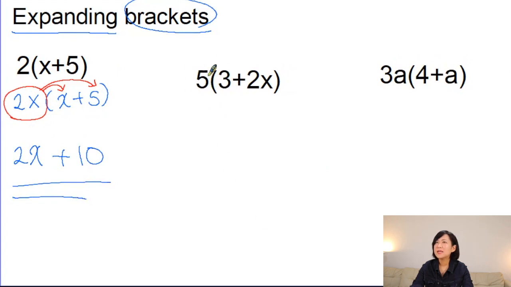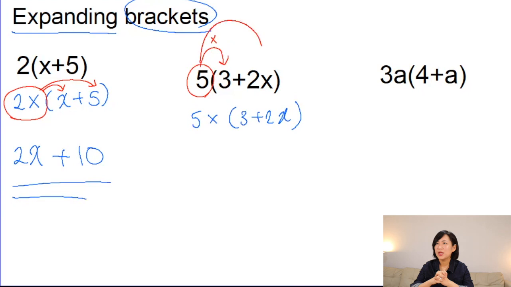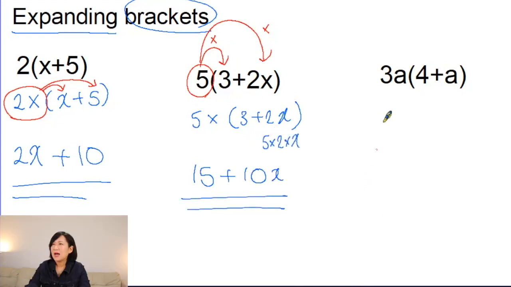You've got 5 times bracket 3 add 2x. You multiply everything inside the bracket: 5 times 3 add 5 times 2x. So that is 15 plus 10x. Next one, 3a times 4 plus a.